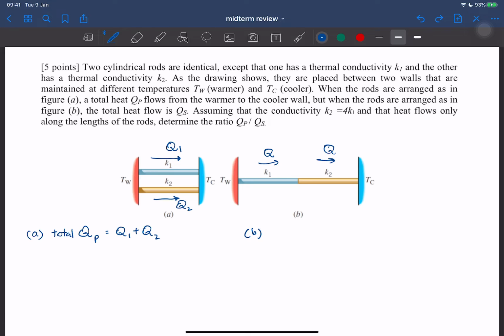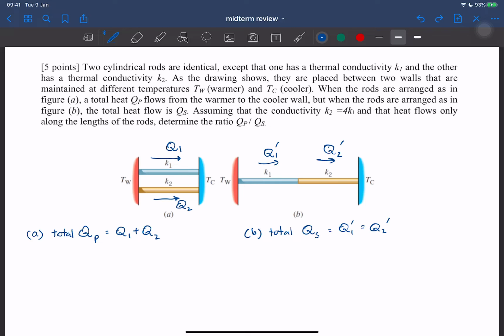So that means the total Q is just Q in this case, right? So if I call it Q1 prime and Q2 prime just to be absolutely clear, then the total Qs is gonna be equal to Q1 prime, which is equal to Q2 prime. Now, you're gonna come back to this a little bit later after the midterm. P here stands for parallel because they are in parallel. S here stands for series because they're connecting back to back like this. And you're gonna see the same thing with connecting resistors after the midterm.